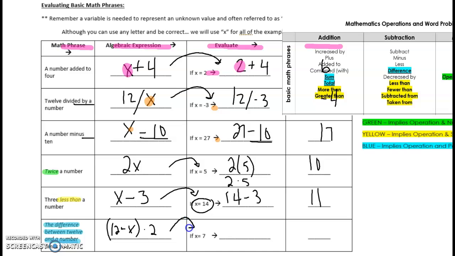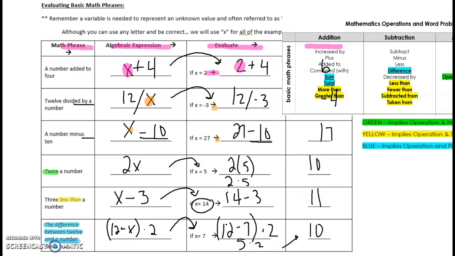So going to evaluate it, I have 12 minus 7, and then we're multiplying by 2. Order of operations would do the parentheses first, and then you multiply by 2. So 12 minus 7 is 5 times 2, and you get the answer of 10.